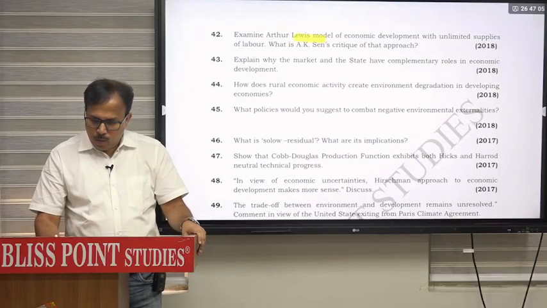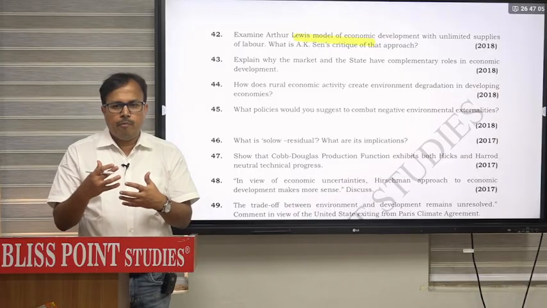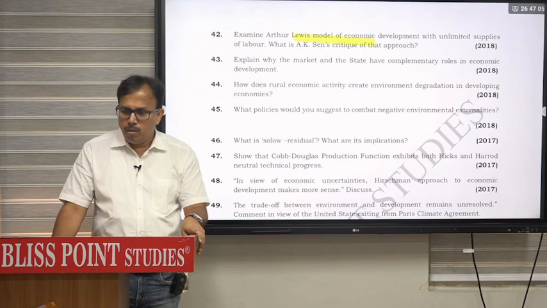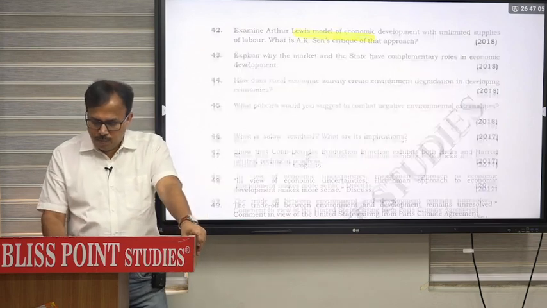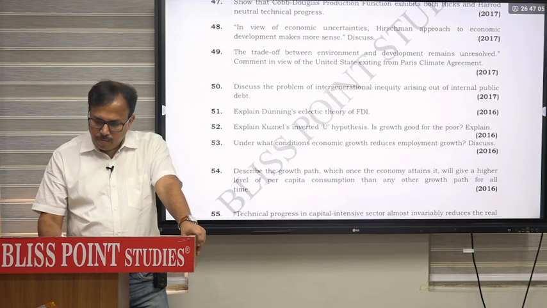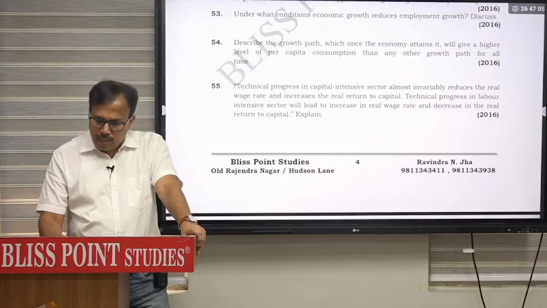Okay, again you find the Lewis model. So if you see the questions you will find that some questions keep repeating, meaning the frequency of those questions is quite high. In terms of the Solow model, what is Solow residual? This is again a question from the Solow model.